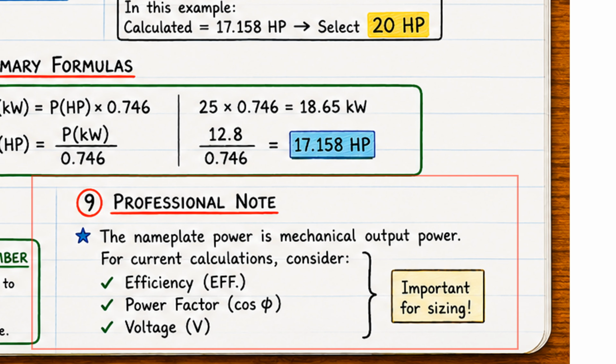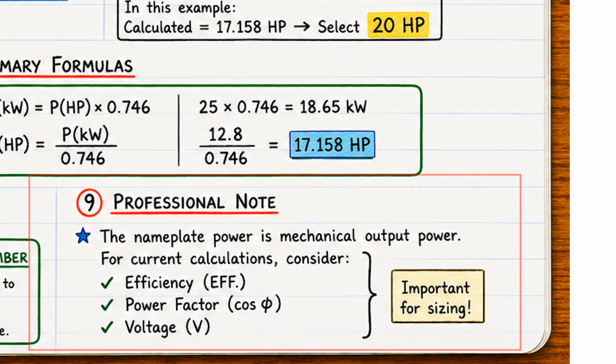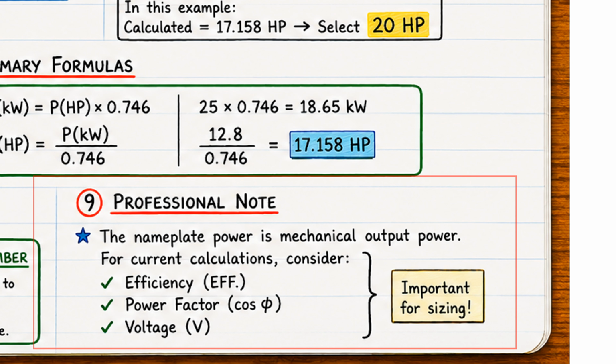However, there is one more important point to remember. The power shown on a motor nameplate is the motor's mechanical output power. If we want to calculate the motor current accurately, we must consider not only the power, but also the motor efficiency and the power factor, or cos phi. As a result, converting horsepower to kilowatts is only the first step in performing accurate motor calculations.